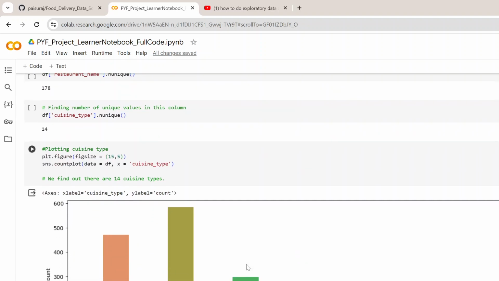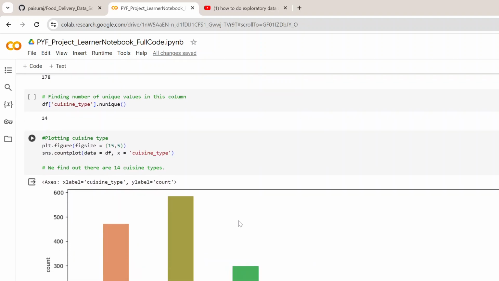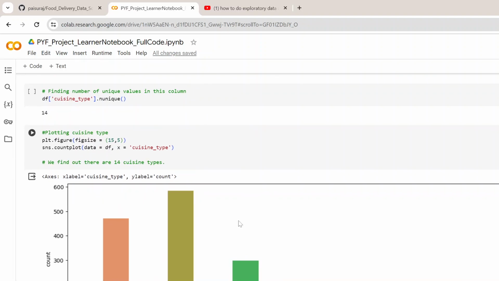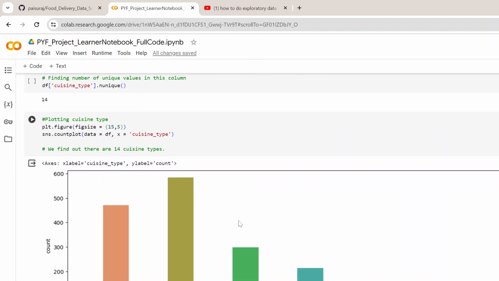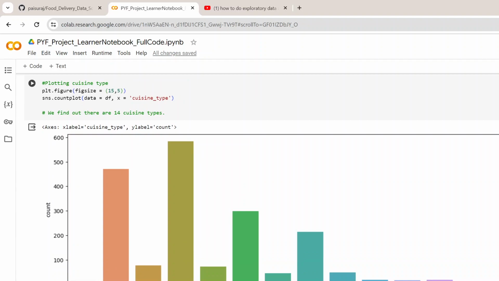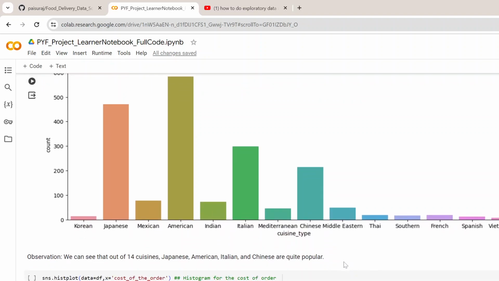And so after that, I plotted the cuisine types so we could see that this food delivery app offers a wide variety of cuisine. We can see Korean, Japanese, Mexican, American, all the way down. We can see that a lot of consumers are having American food and Japanese food. So those are the top two.